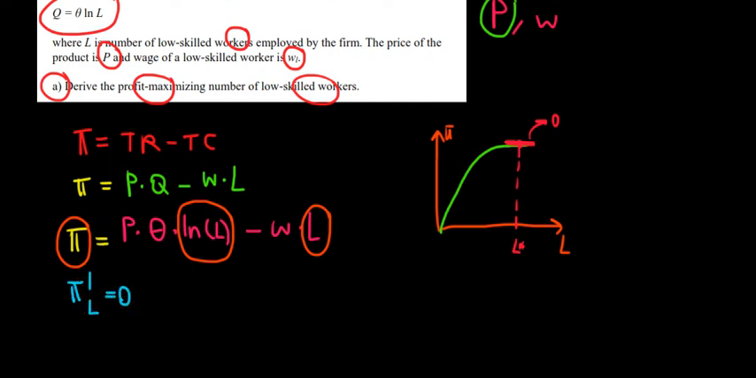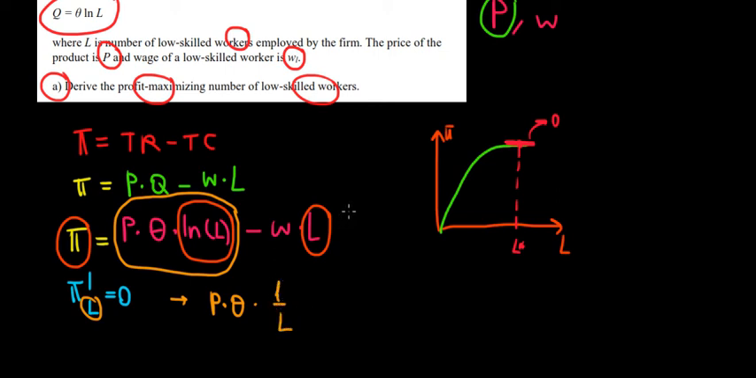Now what's going to be that profit derivative? We will differentiate every term. So we take the first term from here, P times theta times ln of L. If we differentiate that with respect to L, what do we get? We have the constants left, so that's P times theta, and we differentiate ln of L with respect to L, which is 1 over L, and then we do the same thing over here on the other term. W times L derivative with respect to L, that's going to be just W, and we make that equal to 0.